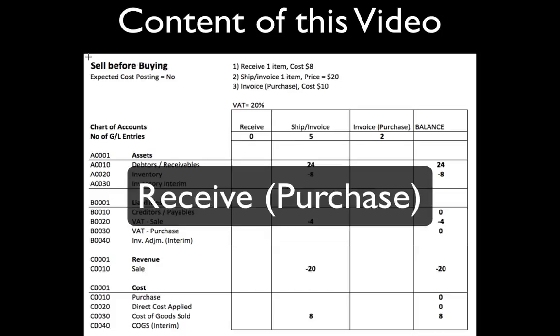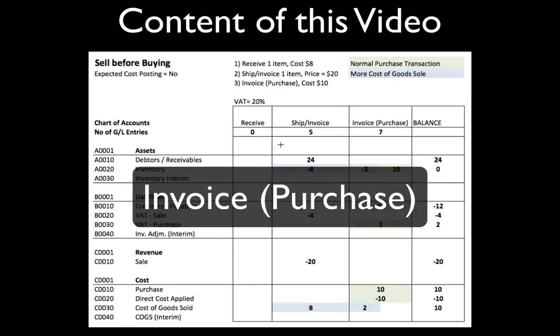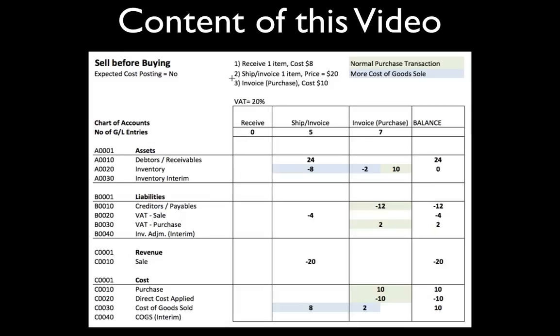But first I'll go over all the postings on a number of slides. The first slide will be a receiving slide, the next slide will be a ship and invoice slide, and the third and final one will be a purchase invoice slide. This should give you a complete understanding of the bookkeeping and accounting side and why Nevisian posts as it does.